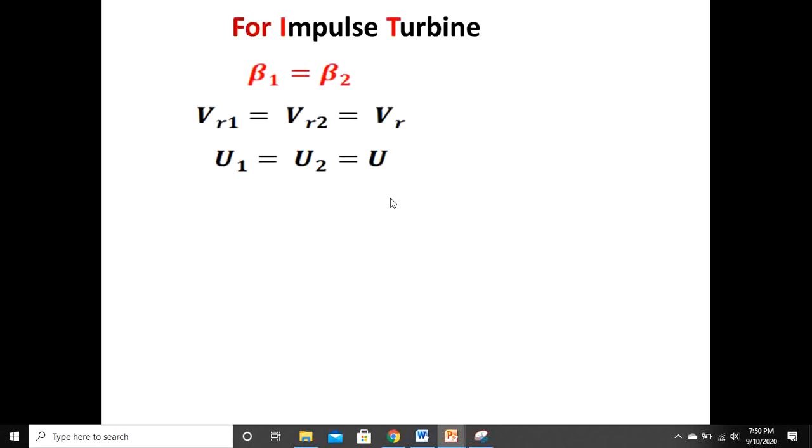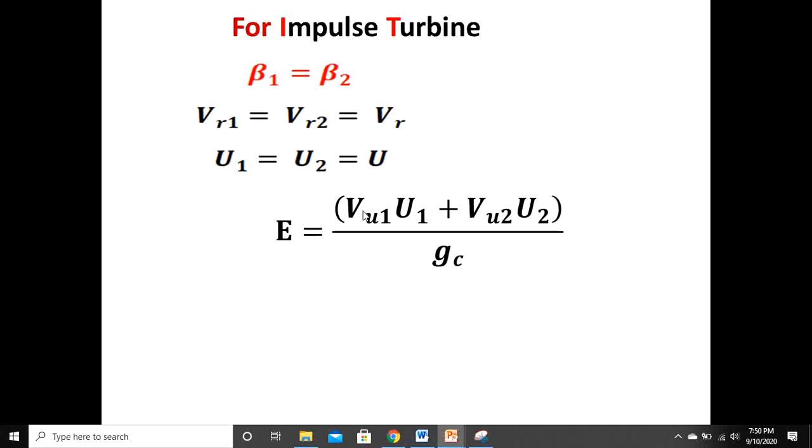For a pure impulse turbine, beta 1 is equal to beta 2, and there is no friction on the turbine blade. Vr1 is equal to Vr2 is equal to Vr, and for the impulse turbine u1 is equal to u2 is equal to u. The energy equation is equal to Vu1 u1 plus Vu2 u2. In all equations we use minus, but here you want to use plus. Why? Because the tangential velocity of the fluid, that is steam, at inlet and outlet are in opposite directions, not in the same direction. That's why it will be minus of minus, then it becomes plus.